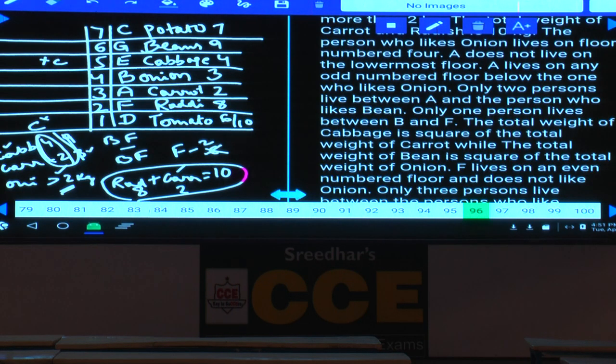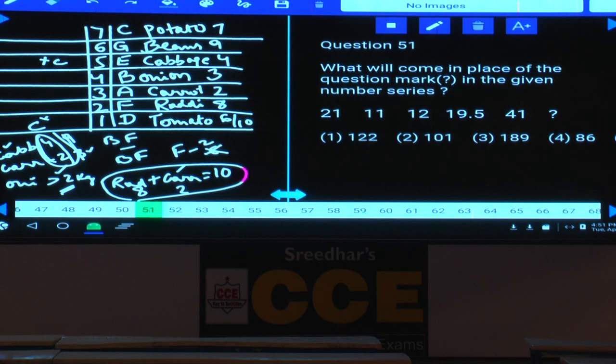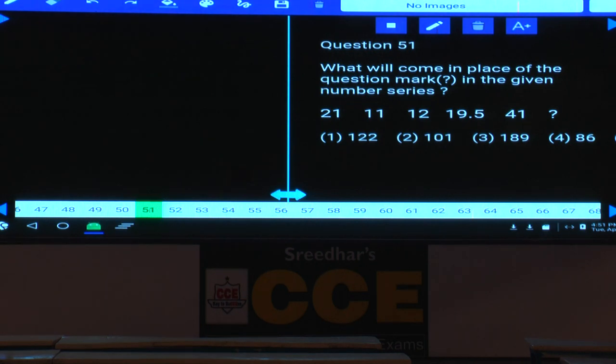Number series. Question numbers 51 to 55. Now, in question number 51, the series is 21, 11, 12, 19.5, and so on. As the numbers are increasing at 21 and 11, how can you express this one? 21 into 0.5, fine.